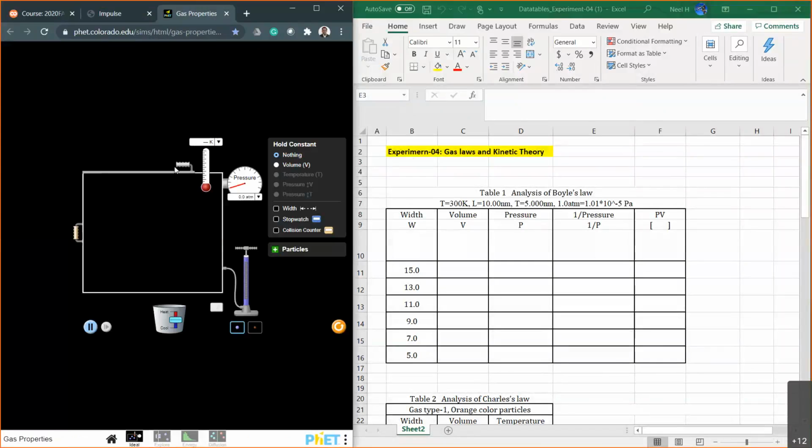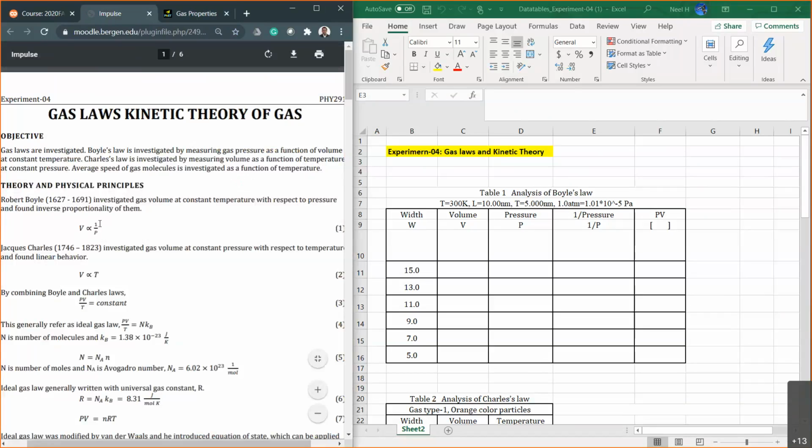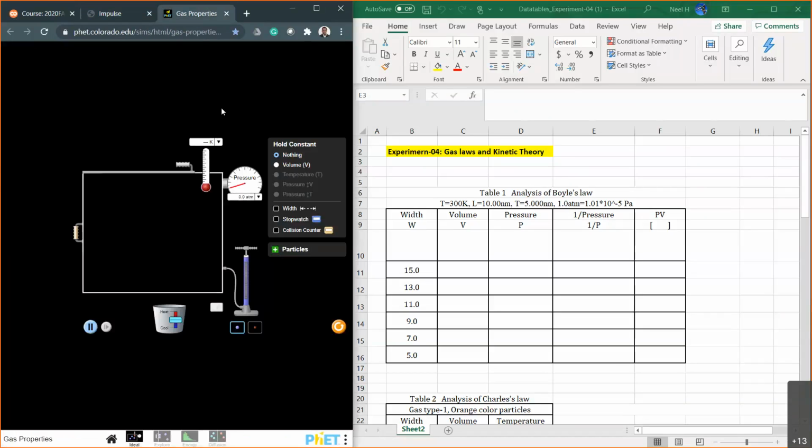If Boyle's law is correct, after we graph volume versus pressure, we should get inverse proportionality, right? That's what we're expecting. So the proportionality on equation number 1. Okay.